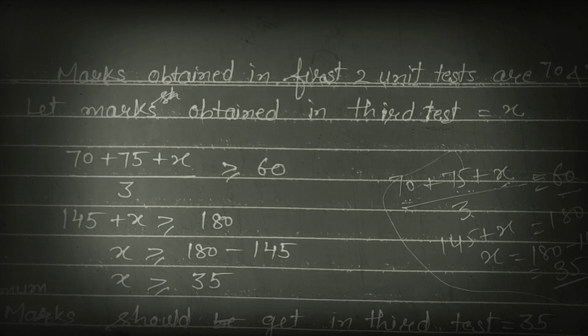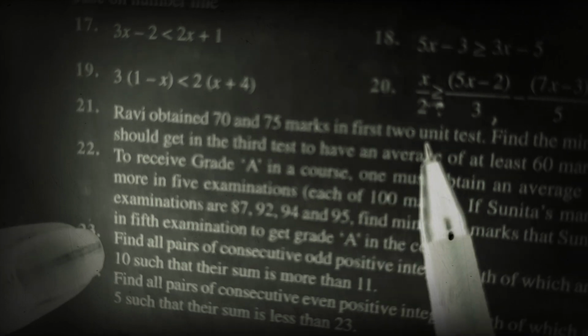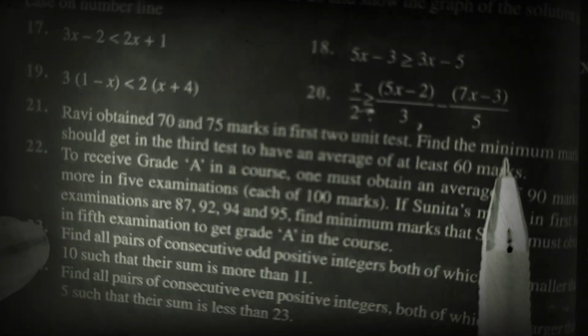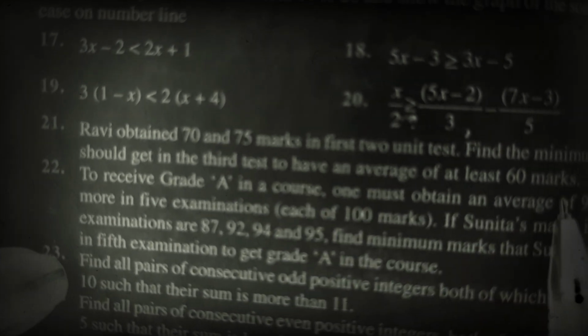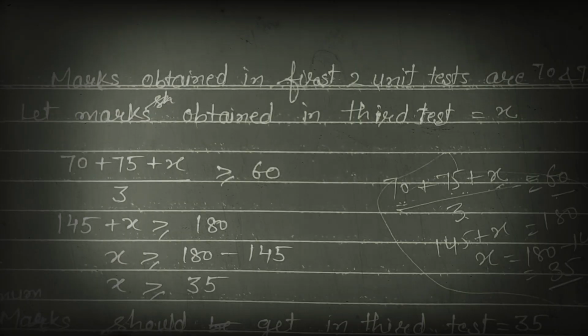Suppose, look at this question, the 21st question. In question number 21, Ravi obtained 70 and 75 marks for the first two unit tests. Find the minimum marks he should get in the third test to have an average of at least 60 marks. At least 60 marks. So at least means 60 or more than 60. 60 भी हो सकते हैं और 60 से ज़्यादा भी हो सकते हैं.